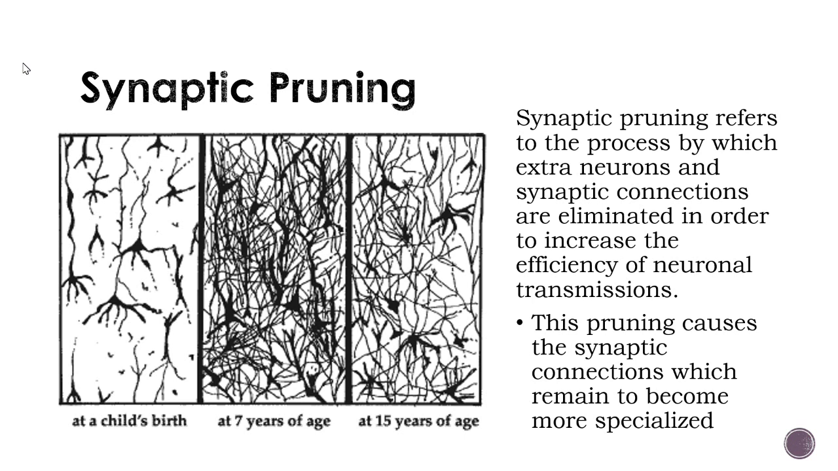So synaptic pruning is the process by which all the extra neurons and synaptic connections that aren't being used are eliminated in order to increase the efficiency of the neuronal transmissions. This pruning causes the ones that are left, the synaptic connections that remain in the brain, it helps them to become stronger, more specialized. You can think more deeply with the neurons that you've been using than you could, for example, at 7 years old.